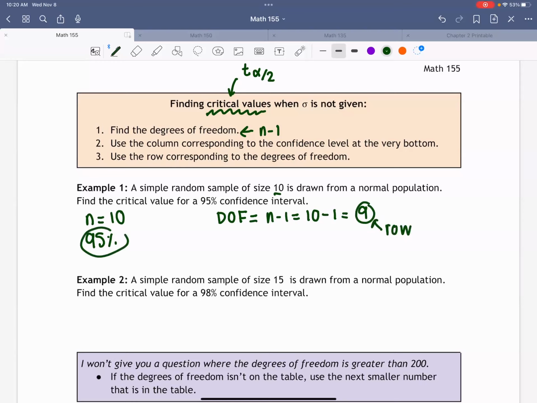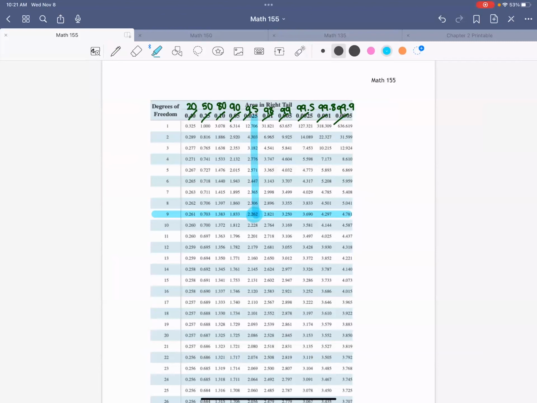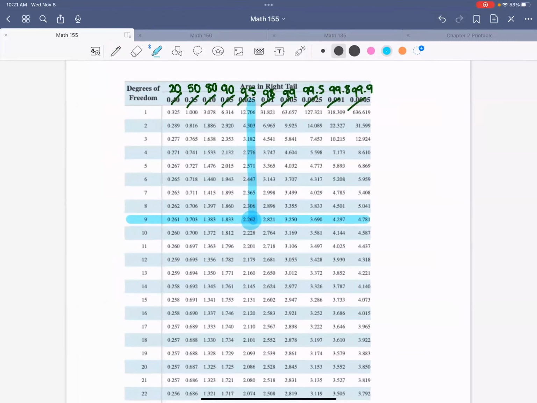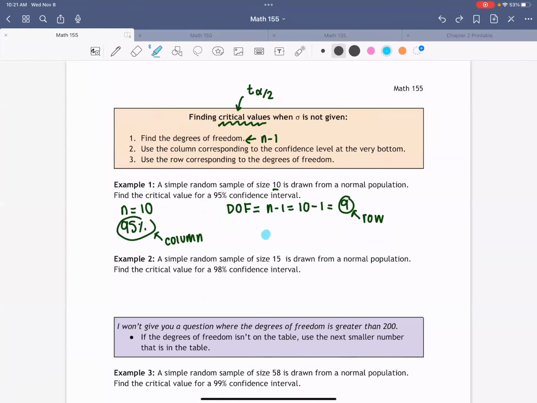So let's just go to the chart. On my chart, I have row number 9. I have the column for 95, and where they intersect, 2.622, oh my gosh, 2.262 is your critical value. So I promise you the big chart is not that bad. It's kind of like the old chart, but you just have that degrees of freedom going on as well. Okay, so we all agree that the critical value is 2.262, right?